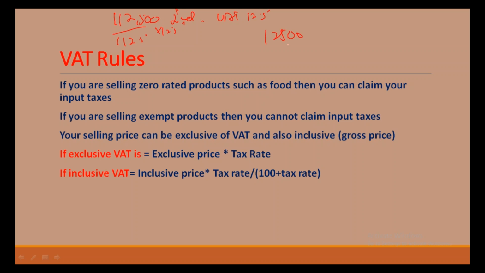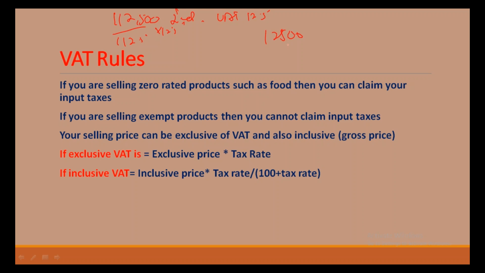I can't really hear you. Can you say that again? 112,500 including the VAT of 12.5, the examiner might say. Okay. Right? So in that case, 112.5 divided by 112.5 times 12.5 will be the VAT what you have paid.